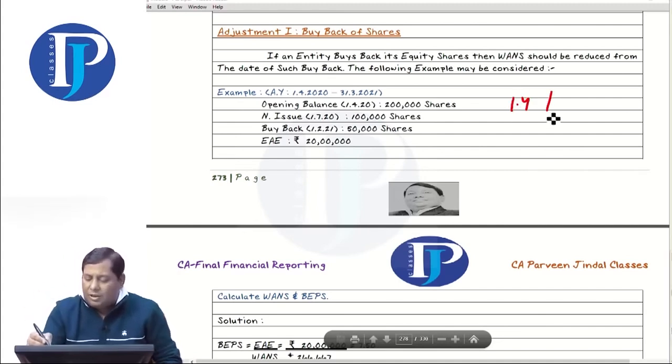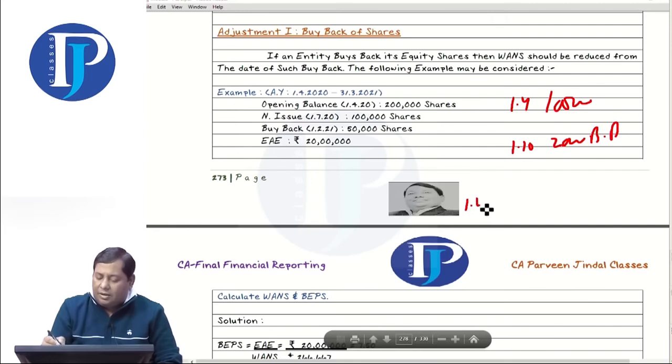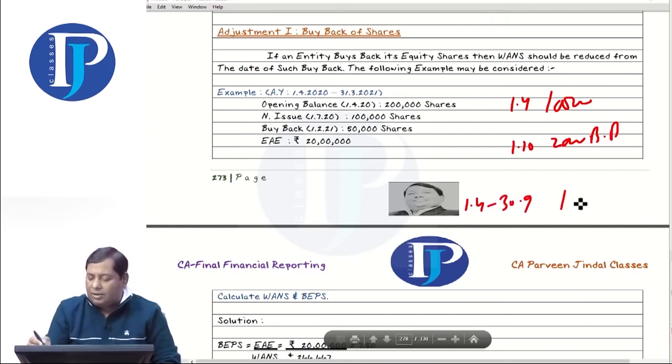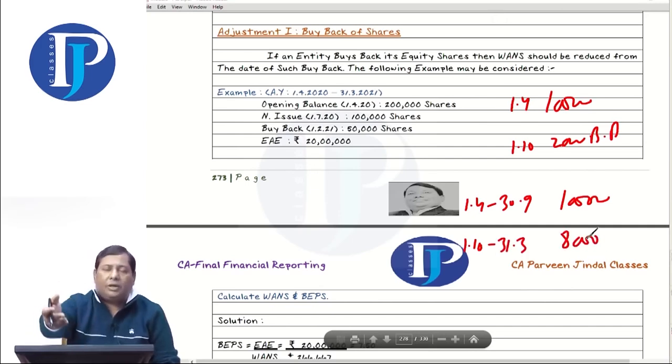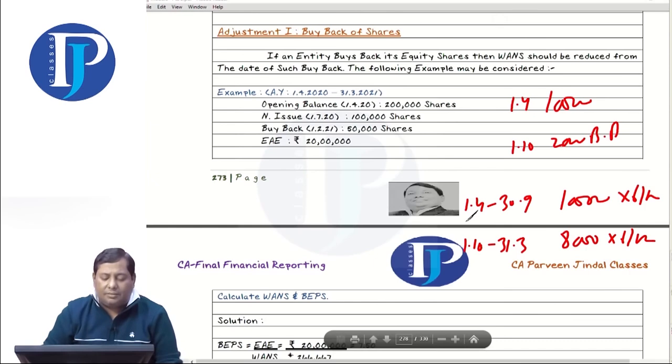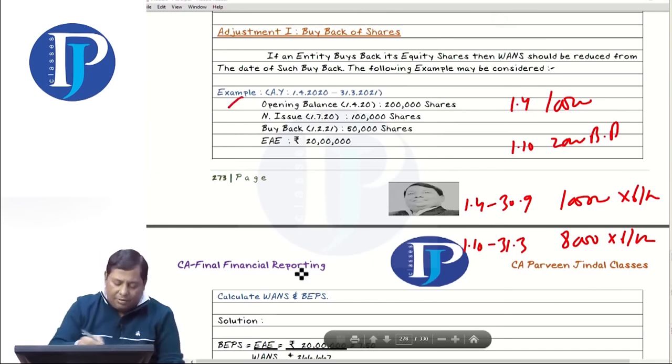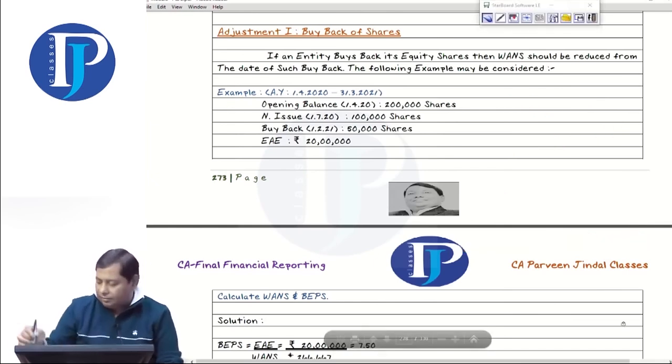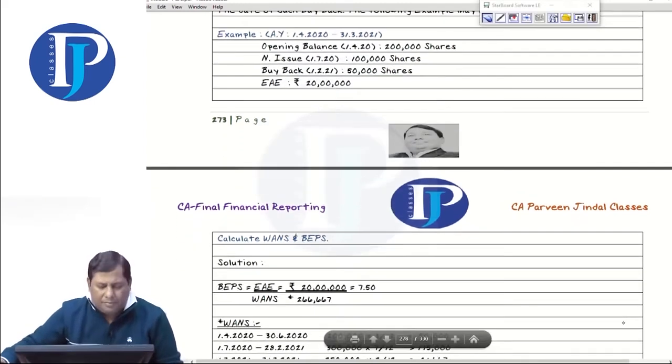I had 10,000 shares on 1/4 and I bought back 2,000 shares on 1/10. So it's very simple. We will write 10,000 from 1/4 to 30/9. From 1/10 to 31 March, we had 8,000 remaining. A new issue gets added, a buyback gets deducted, and we'll take out the average value. This was the case of buyback of shares. Examples are given on screen. You can see it. It's written in the books.